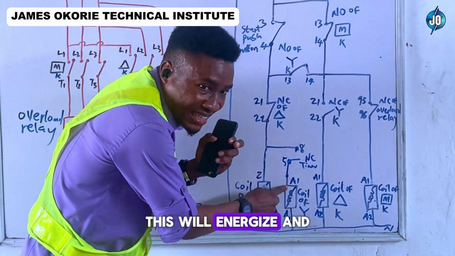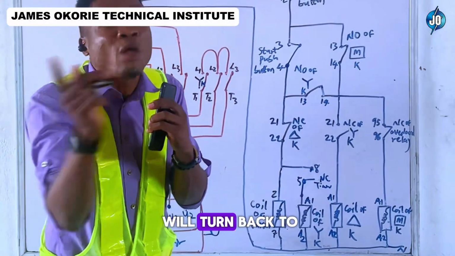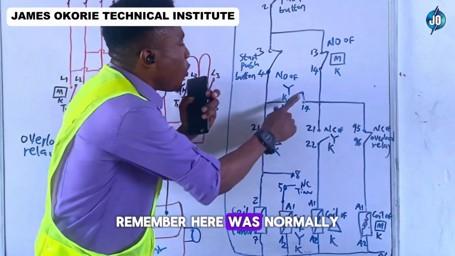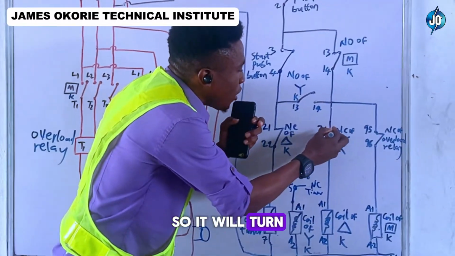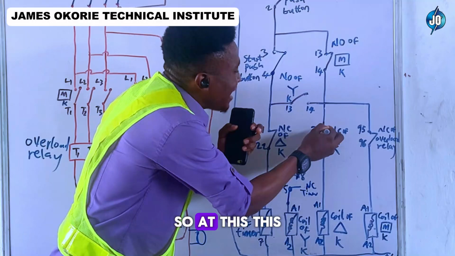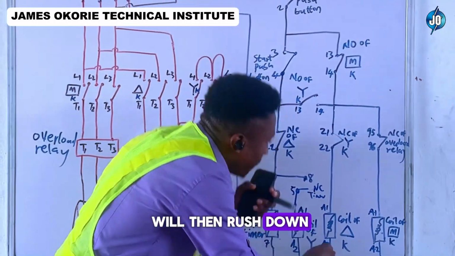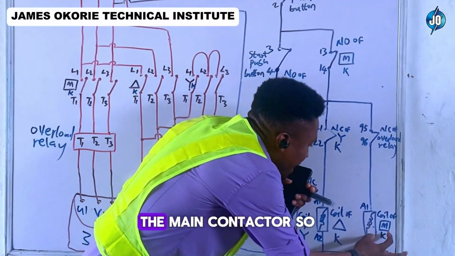This will de-energize. And when this start is de-energized, all the normally open will return back to normally open, and all the normally close will return back to normally close. Remember, here was normally open before, so it will return back to normally open, and here was normally closed, so it will return back to normally closed. So at this point in time, the current that has flowed through this point will then rush down, thereby making the delta contactor start working with the main contactor.